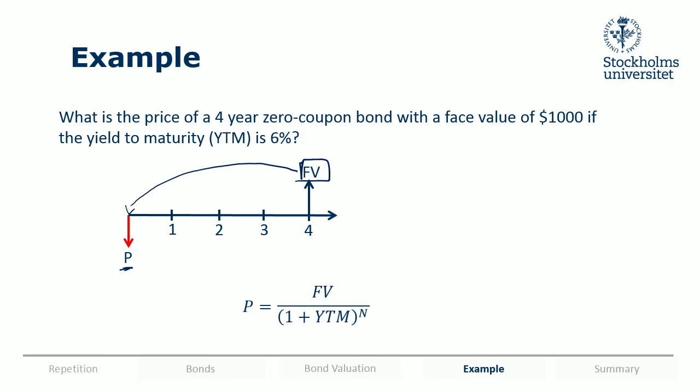And the formula for this is as follows. You take the cash flow we will receive, here called the face value. We divide it by 1 plus the interest rate that we want to discount this cash flow with, which in this case is called the yield to maturity. And we raise this to the power of n, which is the amount of years we want to move the cash flow. Since it's in 4 years' time, n is 4. And if we calculate it, we get the price of 792.094.